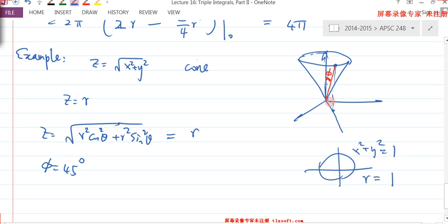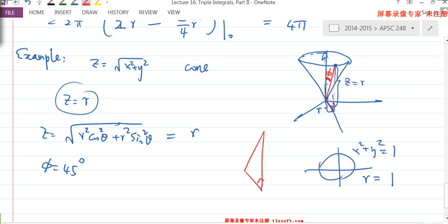According to the cylindrical coordinate definition, what's this portion? It's r. And from here to here, what's this? It's z. But because this is a cone, and in our case z equals r, so this is basically r here. If you look closely, this is 90 degrees. So this is a right triangle.